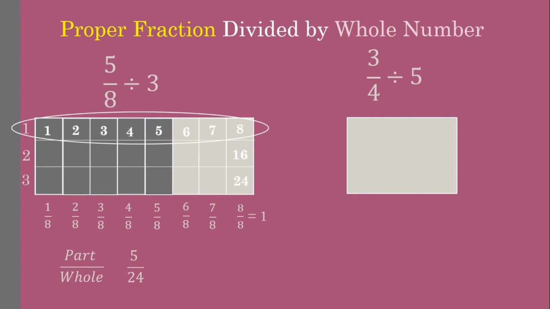Now let's look at the second model. We have 3/4 divided by 5, or 3/4 being divided evenly into 5 groups. In order to show this expression, we first start with the dividend, the number to be divided, which is 3/4. To show 3/4, we divide our whole rectangle into 4 groups, which means we need 3 lines. So here are the 4 groups. Each section represents 1/4. When we get to the end, we'll see that we have 4/4, and 4 divided by 4 equals 1.